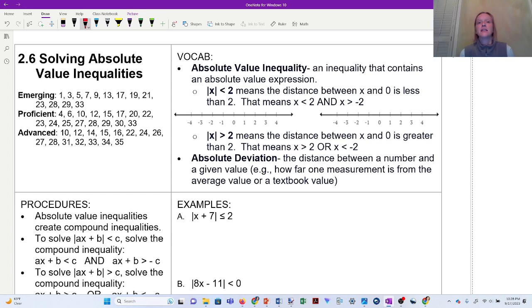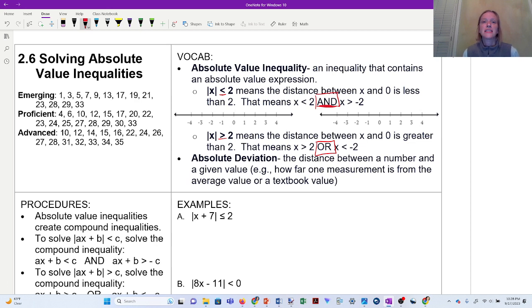And what we're going to find is that when you have an absolute value that's less than a value, then you're going to solve that as though it were an and inequality, a compound inequality. So less than means you're going to solve an and inequality. And if your absolute value is greater than a value, then you're going to solve that as though it were an or compound inequality. So let's look at these two examples just to start.